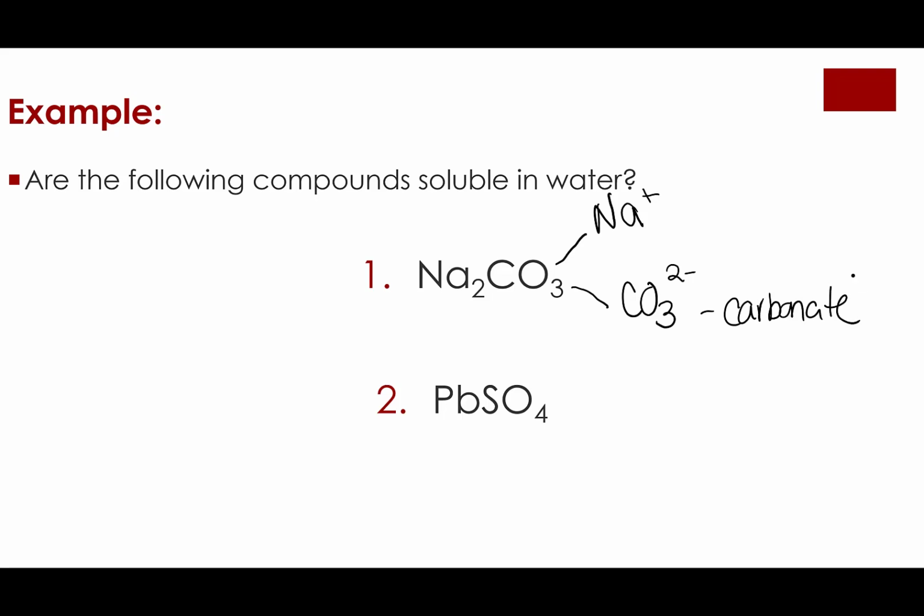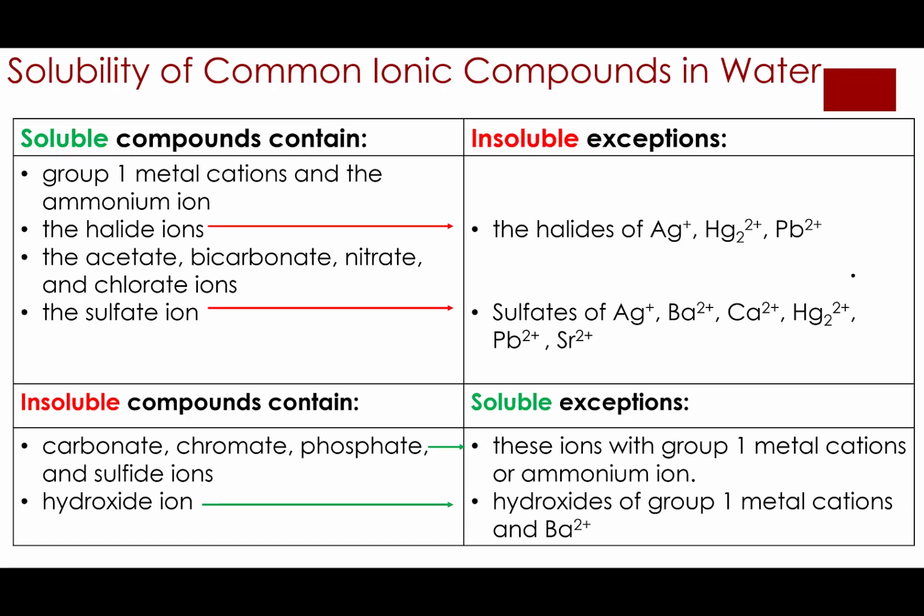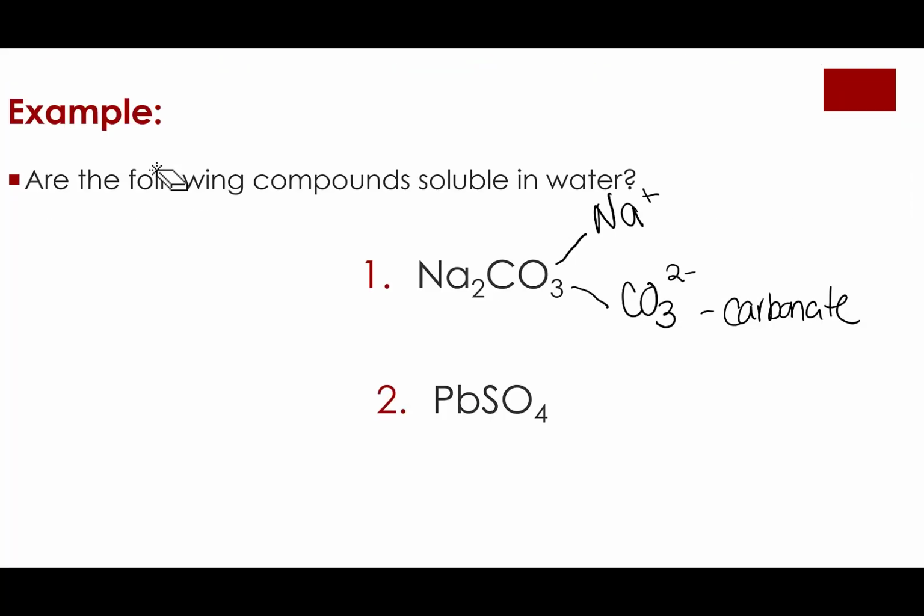So we need to decide, is this going to be soluble or insoluble? We could look at it two different ways. We could start with the sodium. So we come up here and we see group 1 metals. Well, sodium, if you look at your periodic table, is in group 1. So this will be soluble, and there are no exceptions to the rule. So based on the fact that sodium is a group 1 metal, this is automatically going to be soluble.